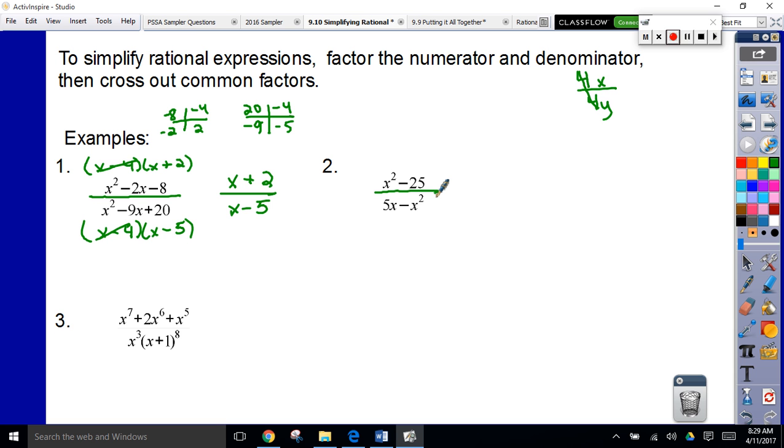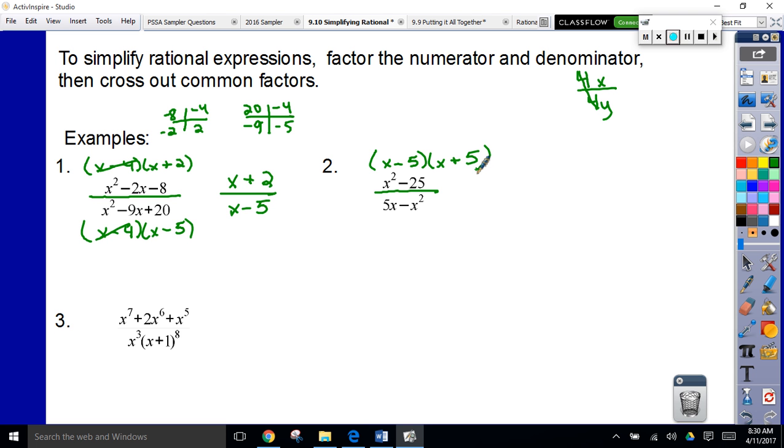Number 2, we have two binomials as the numerator and denominator. What could I factor the top binomial into? Is it a difference of squares? Okay, what could I factor it into? Rosa? Is it x minus 5 and x plus 5? Yes, x minus 5 and x plus 5. What about the bottom?